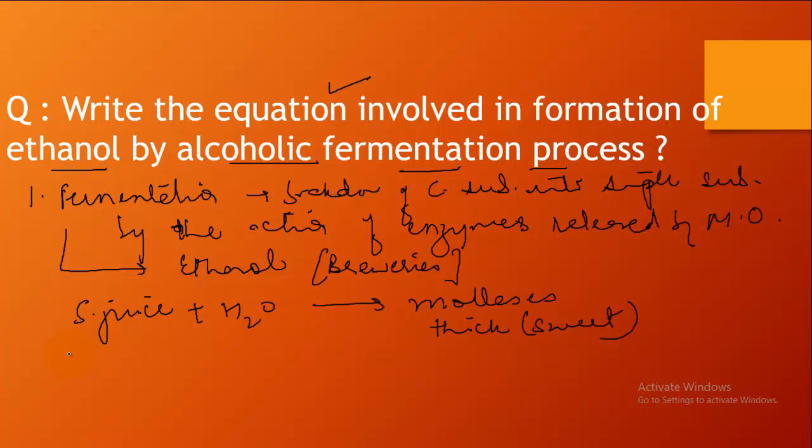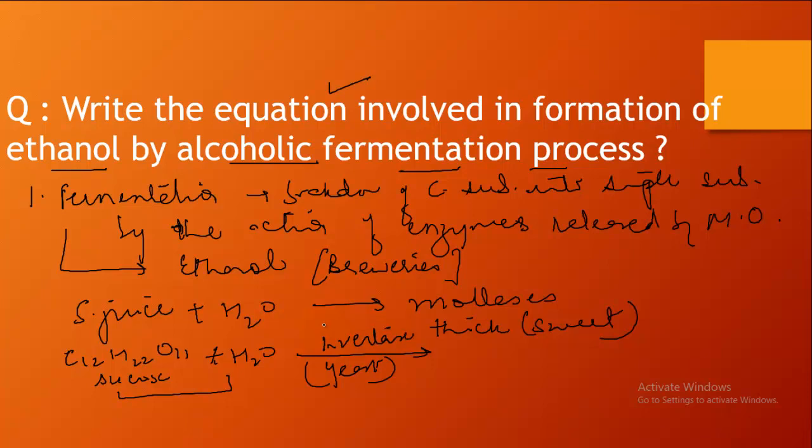So which sugar is present in sugarcane juice? That is sucrose. So this is sucrose plus water. So this is molasses, right? The microorganism in it is yeast, and the enzyme it secretes is invertase. This invertase converts this complex sugar into simple ones, that is glucose and fructose. We have already discussed that both the sugars possess the same formula, but they differ in many properties, like they differ in optical activity as well.